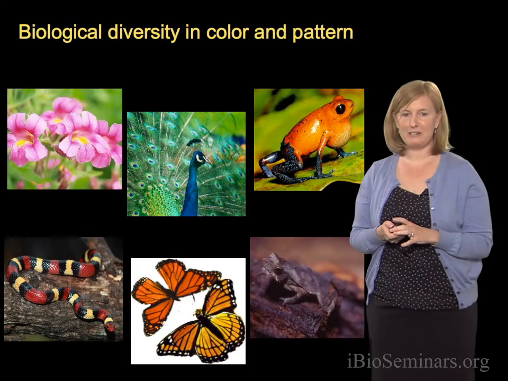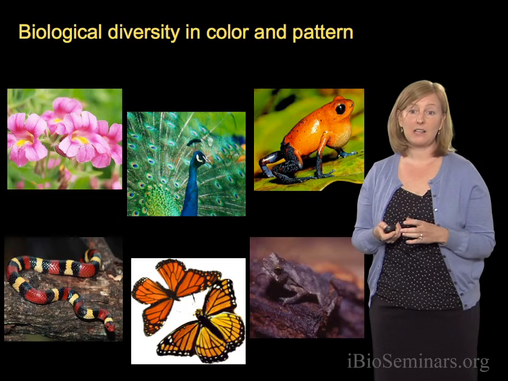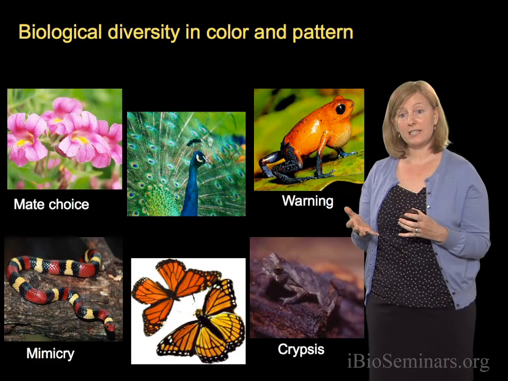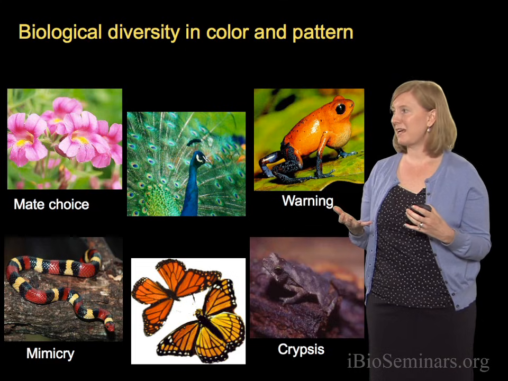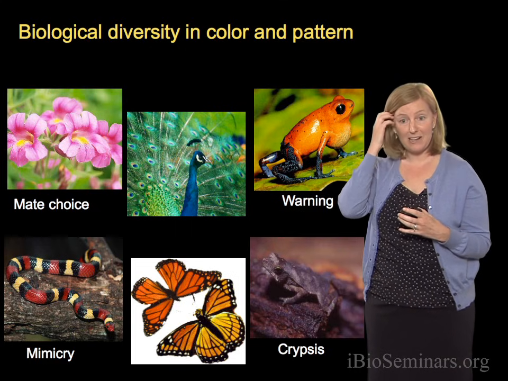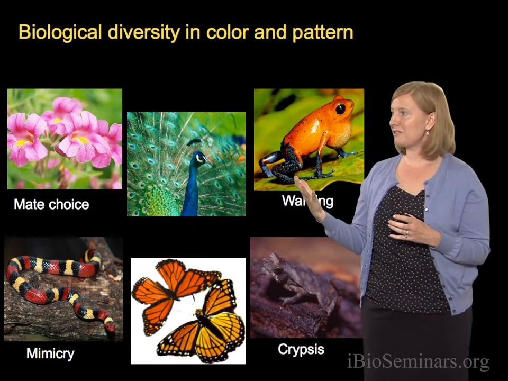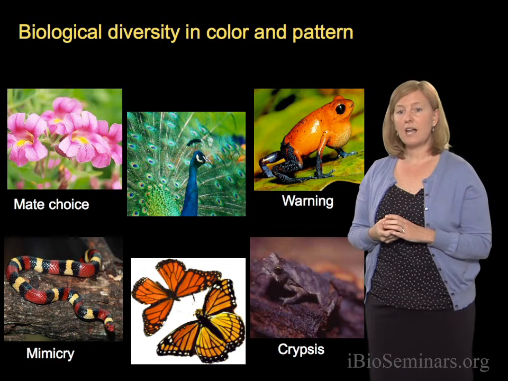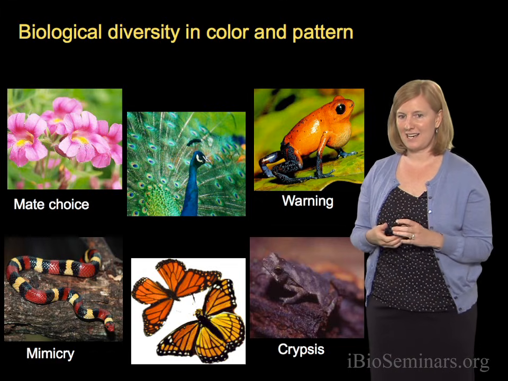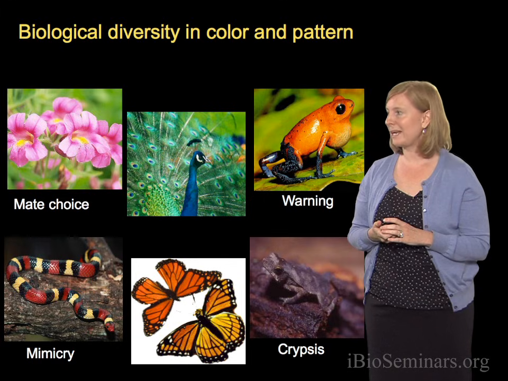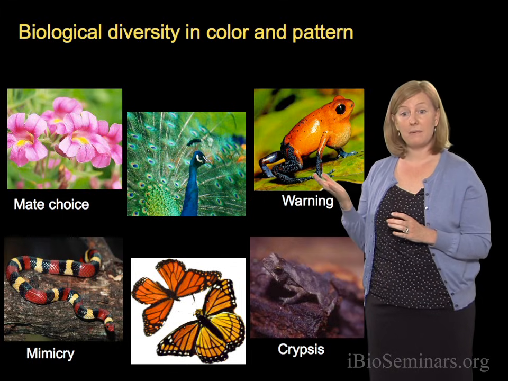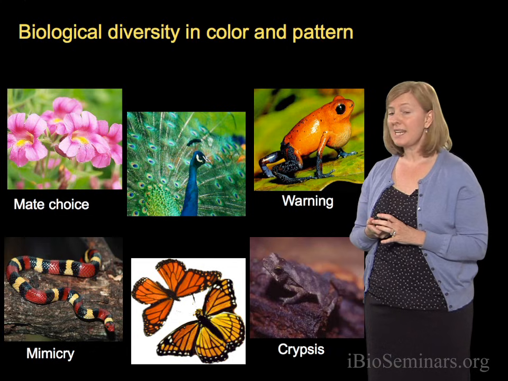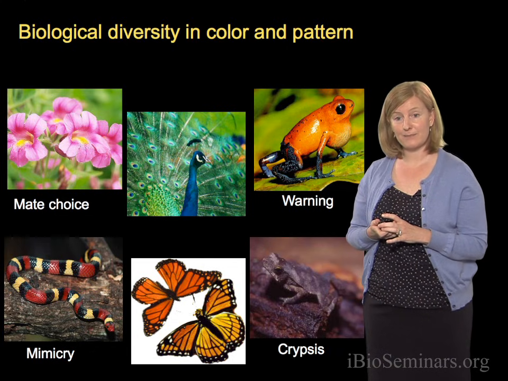So here I've just given you a number of examples of how color is used. It can be used, for example, in terms of reproduction, in that it can be used for mate choice. So we have the canonical example of the peacock's tail, but flowers also use color to attract pollinators, which is the way they reproduce. Color can also be used not to attract other species or other individuals, but as a way to warn them of, let's say, a distasteful poison, as is the case in these poison frogs.